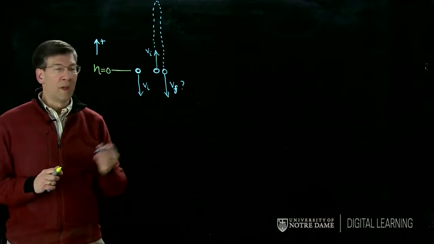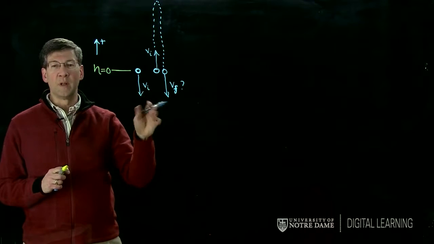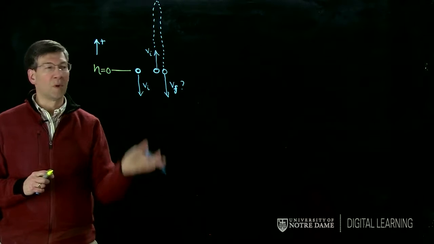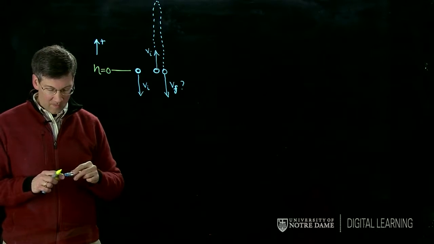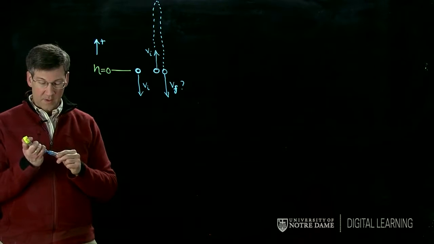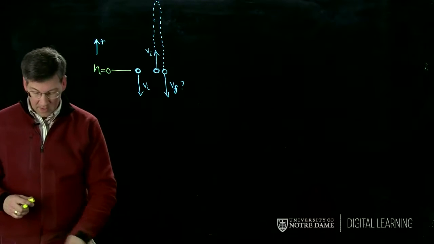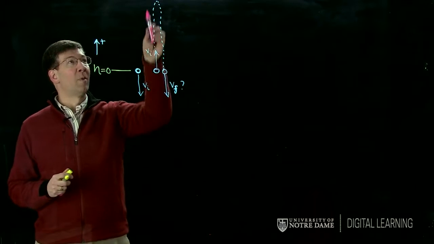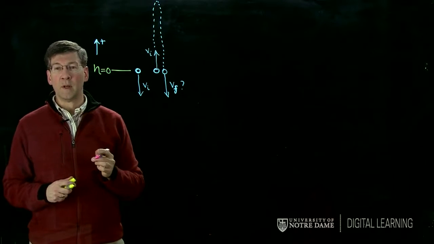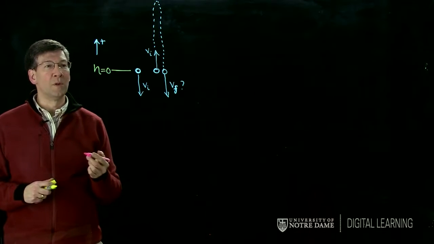If this speed is the same as this speed, then all subsequent motion will be the same because their accelerations and their positions will all be the same. That's what we need to show. There are a couple of different ways to do this. The first way is to look at how long it takes for this projectile that's shot up to reach the top of its motion.